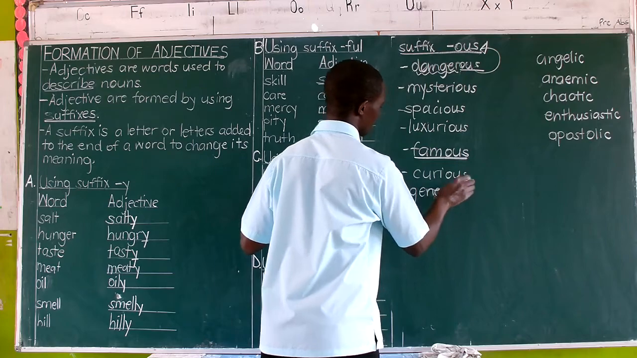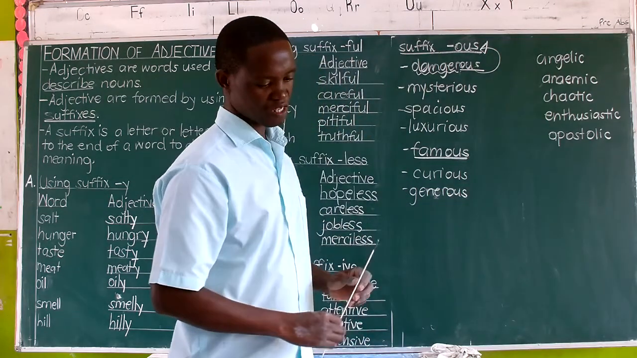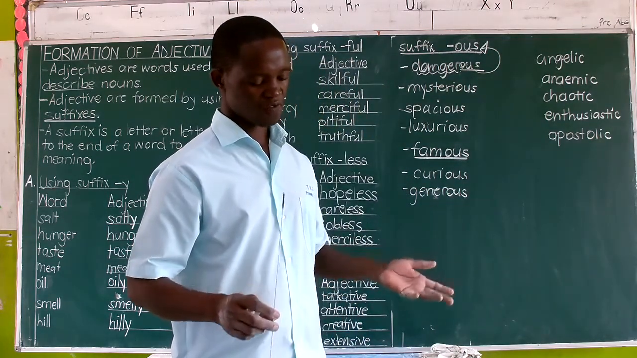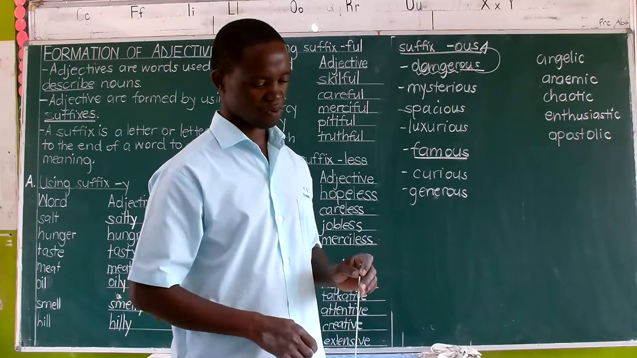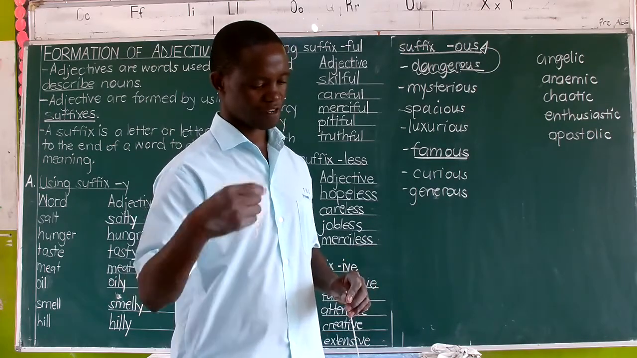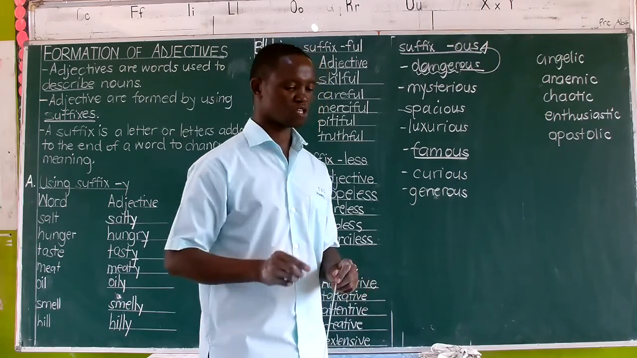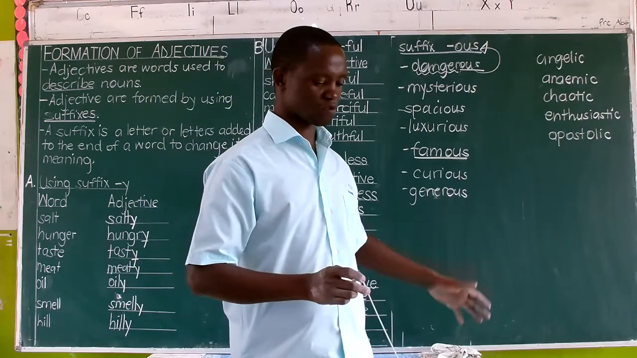Generous is our adjective from generosity. Next, advantage. Advantageous. Yeah, simple. Just like courage, courageous, advantage, advantageous. Here you maintain E, not like famous where you drop E.